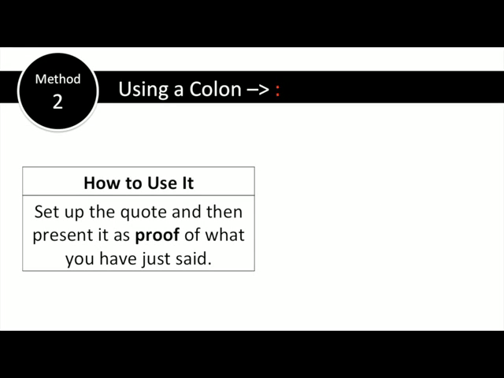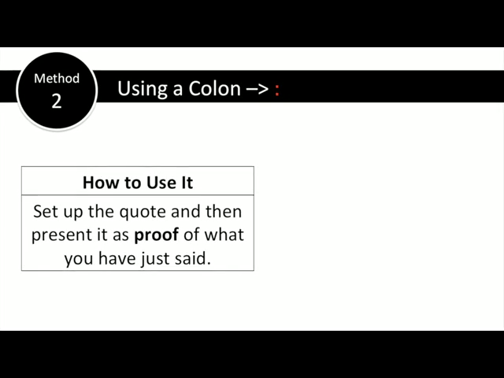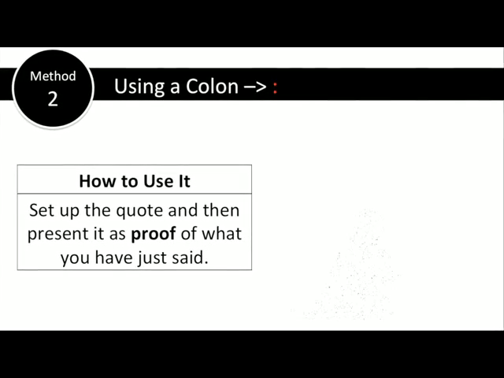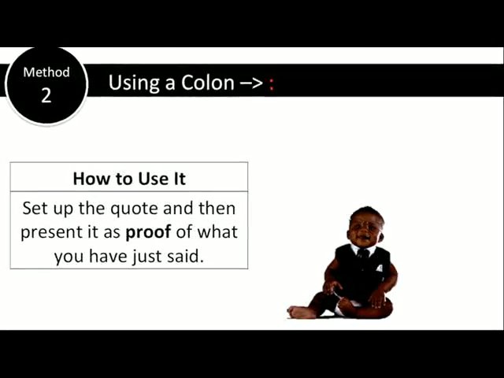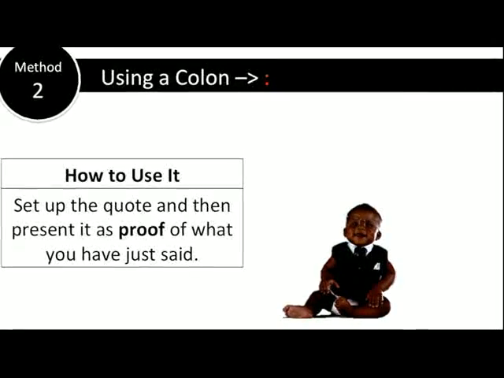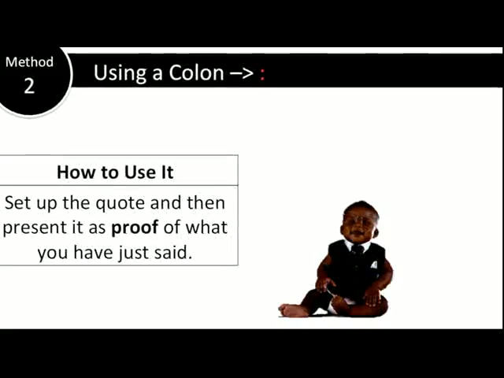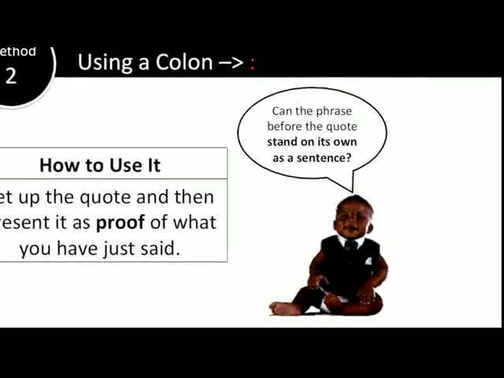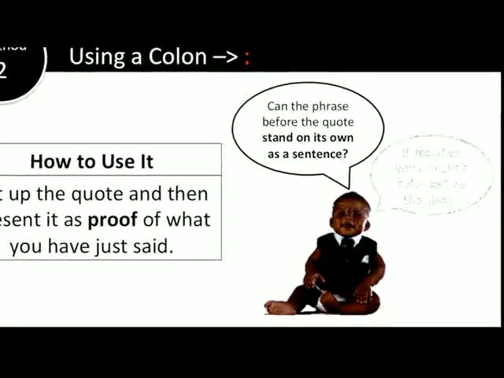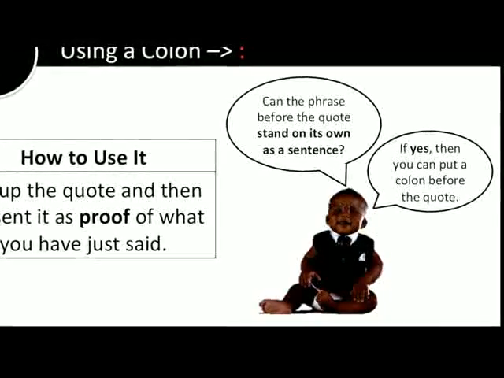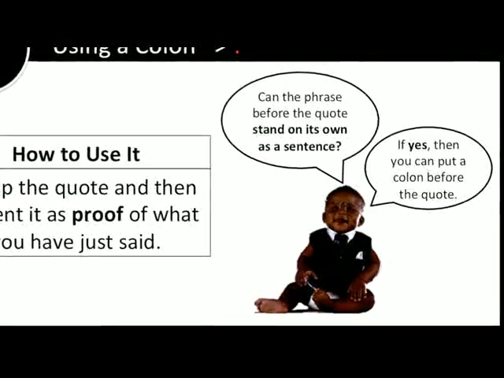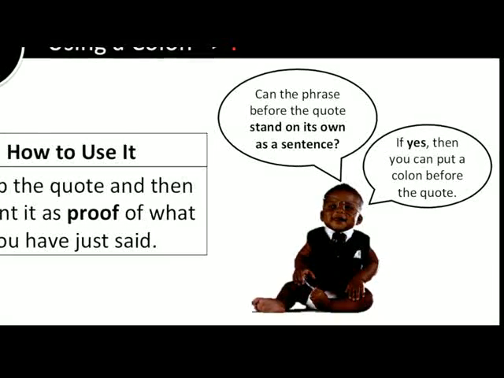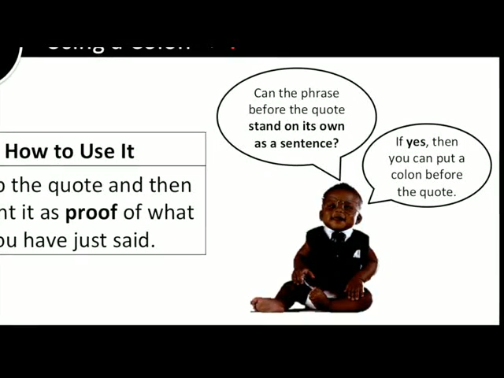The second method for integrating a quote from another source into your essay involves using a colon. This method is similar to what a lawyer might do in a courtroom. The lawyer makes a claim, and then to support it, he points to a piece of evidence, Exhibit A, to prove the statement that he just made. To see if this method works in your essay, ask yourself this key question. Can the phrase you've written before the quote stand on its own as a sentence? If the answer is yes, you can put a colon after your phrase before the quote you're embedding.